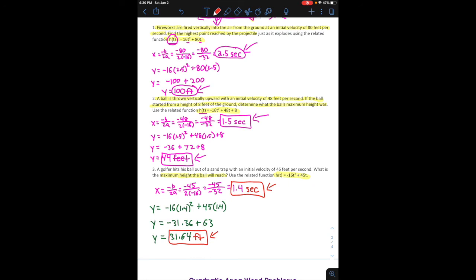When you're answering for the height, just pay attention if the directions ask you to round to a certain decimal place. If it doesn't, you could always say the height of the ball or the maximum height of the ball was about 32 feet.